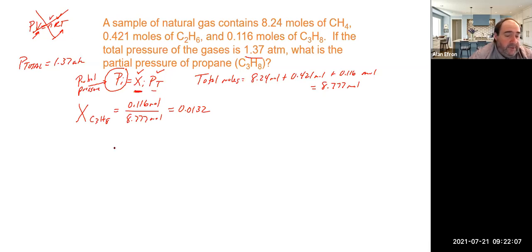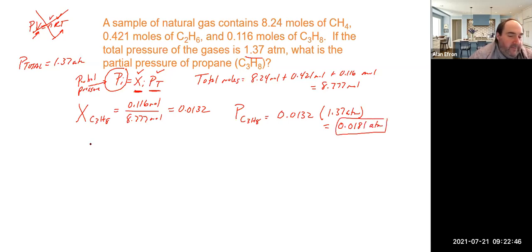We do have the total pressure, which means we now can solve for the partial pressure of propane by simply taking 0.0132, which is basically 1% of our total pressure, which was 1.37 atmospheres. That gives us 0.0132 times 1.37, which is 0.0181. 0.0181 atmospheres would be our partial pressure of our propane.